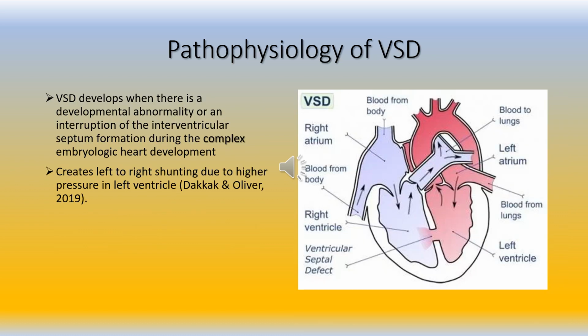So we see VSD development when there's an abnormality or interruption on the DNA chain for ventricular formation, and similar to the ASD, it creates left-right shunting because of the higher pressure or gradient pressure on the left side of the heart.